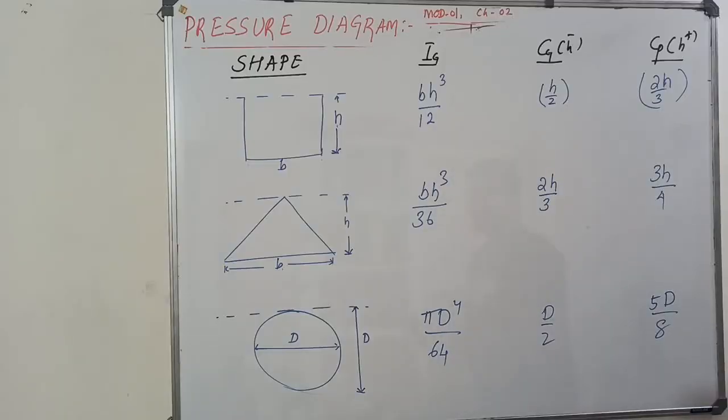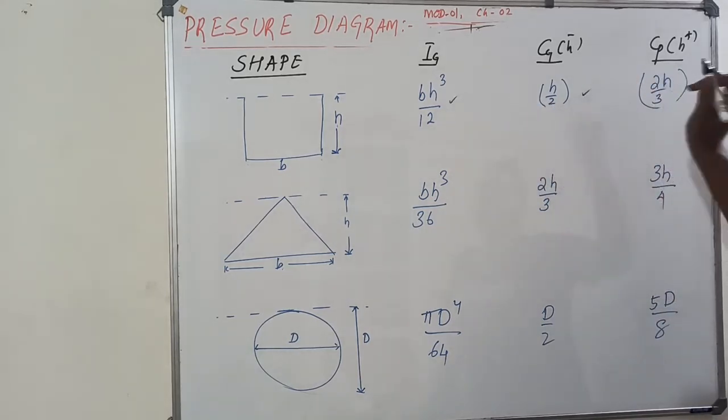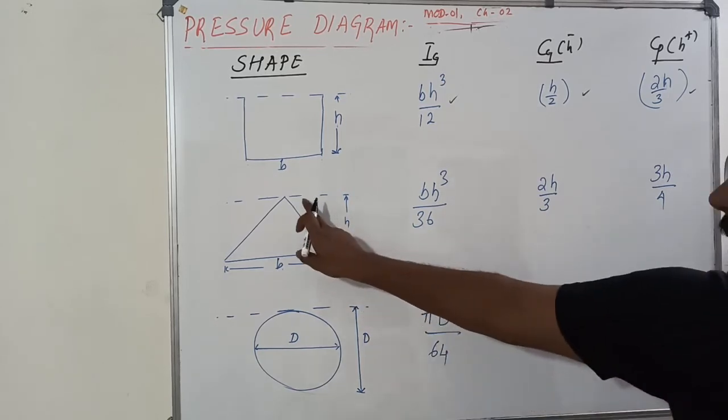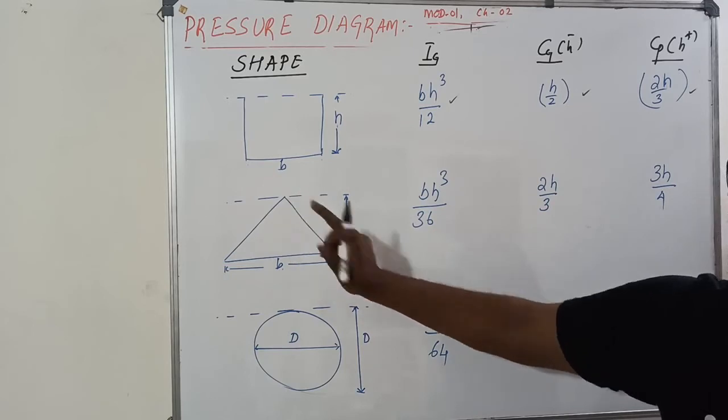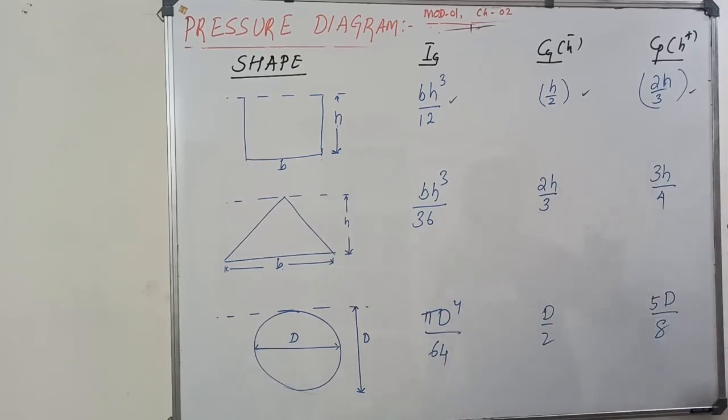If you have a rectangular surface B into H, your IG is BH cube by 12, CG is H by 2, and CP is 2H by 3. If you have a triangular surface with apex upward, then IG is BH cube by 36, CG is 2H by 3 and CP is 3H by 4.